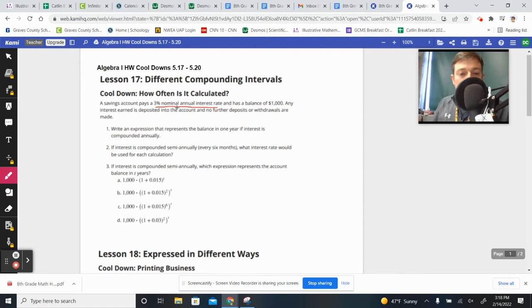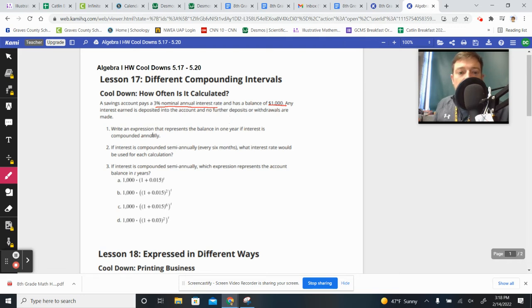So nominal is going to be split up based on how many times it's compounded in that year. Whereas effective, you wouldn't have to split it up. You could just multiply it by 1.03 for that year, and you know exactly how much it's going to grow in that year. But being nominal, that makes a big difference. So we have a starting balance of 1,000, which is important, and any interest earned is deposited in the account. No further deposits or withdrawals. So just letting it sit.